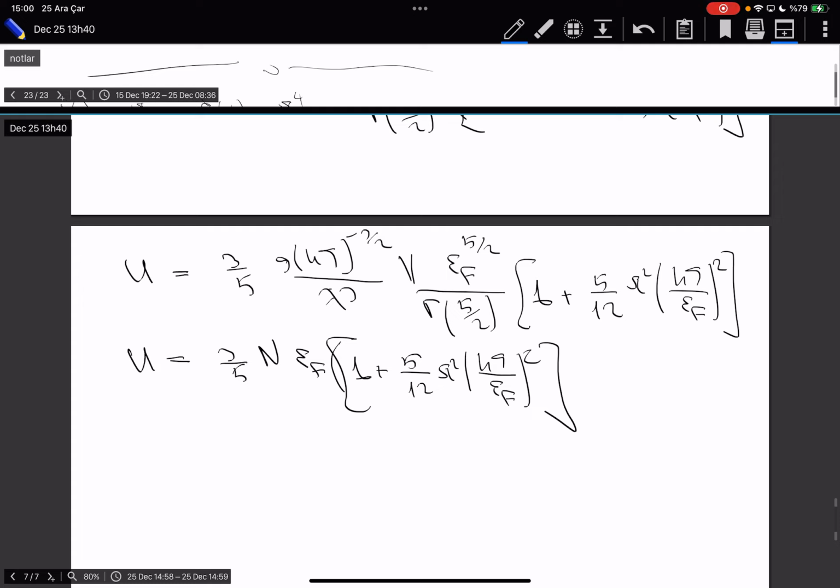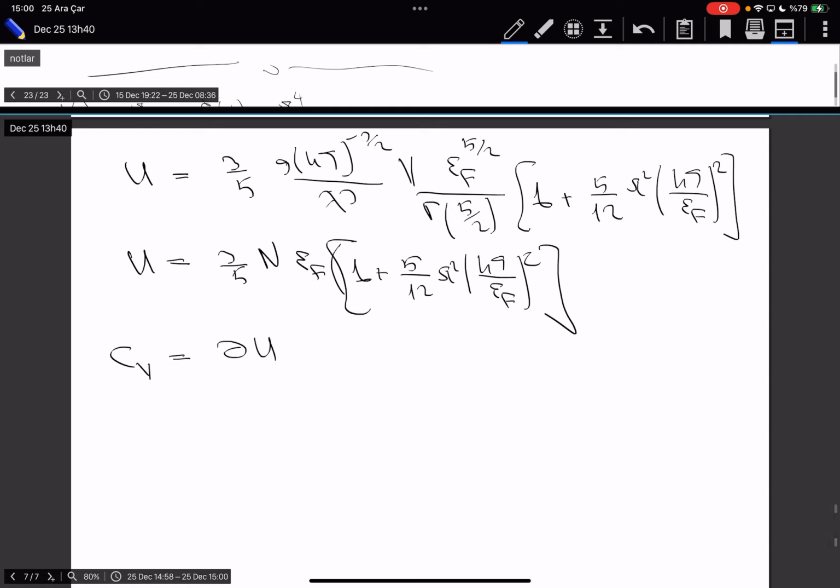So, any questions? Now, in particular, if you look at CV, dU by dT at constant n, this is proportional to T. The specific heat goes to 0 at low temperature, and in fact, it goes to 0 as T over epsilon Fermi. It's a very small number. And hence, the electrons in a metal, for example, at room temperature, do not contribute to the specific heat.